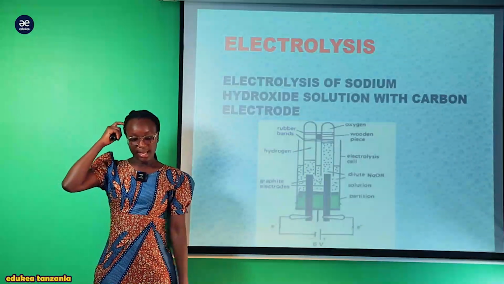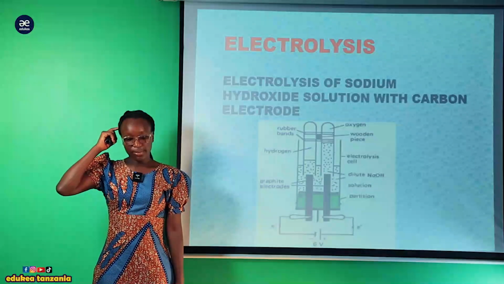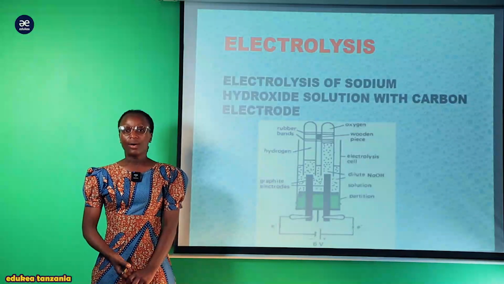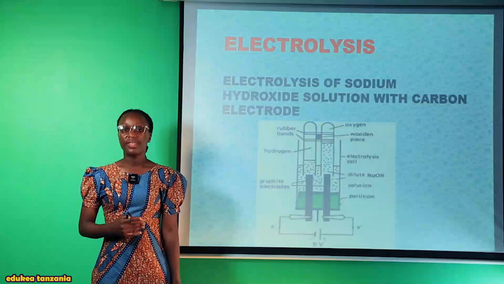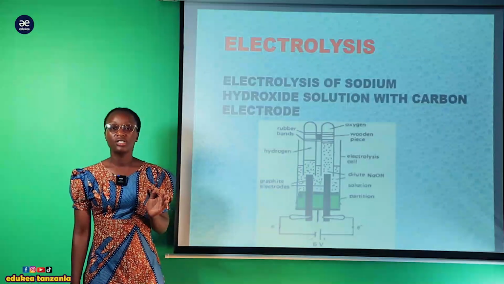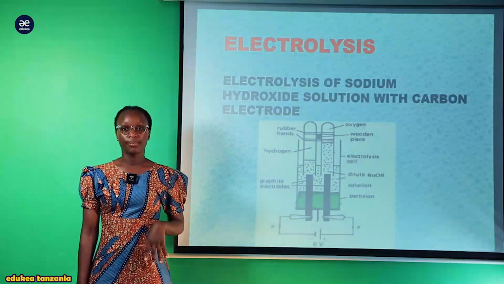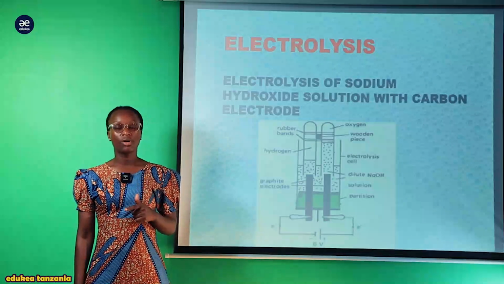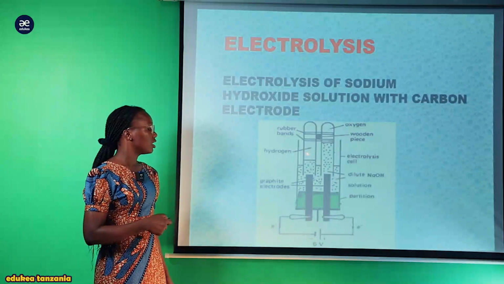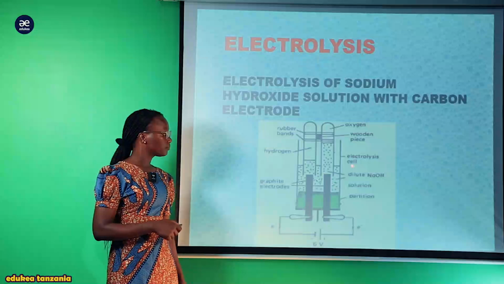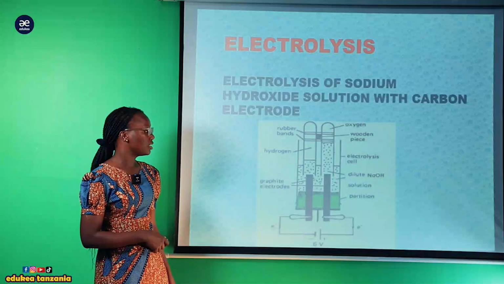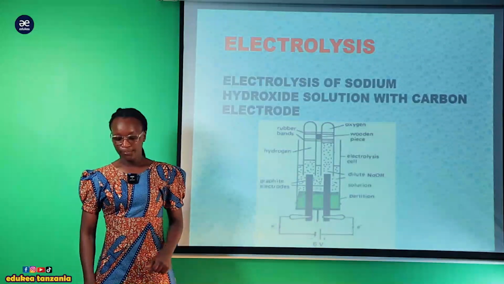Now my student, let us see the electrolysis of sodium hydroxide solution with carbon electrodes. This electrolysis does not differ much from that of sodium chloride. What differs here is that the solution is made up of sodium hydroxide, whereas that one was made up of sodium chloride. So it is just a solution change, but everything is the same mechanism, the diagram, the electrolytic cell, what is happening. What just changes is this dilute sodium hydroxide solution. Hii solution ndo peke yake inabadilika.